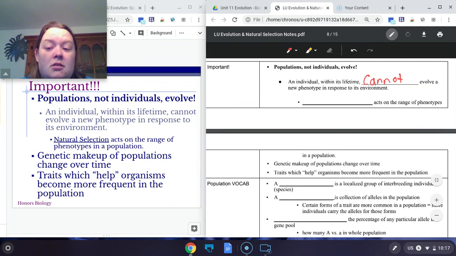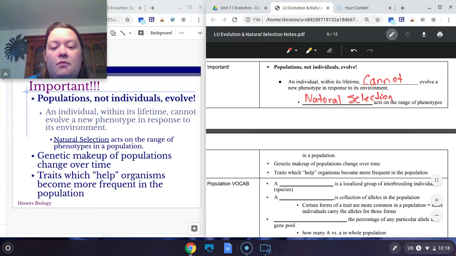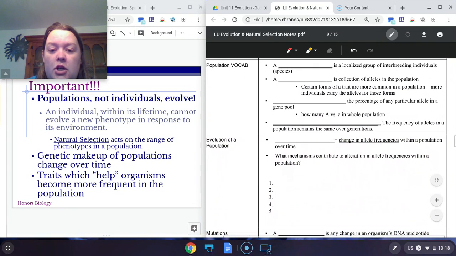That process is going to take the act of natural selection, acting on the entire population over a long period of time. One individual does not evolve, a population evolves over time. The genetic makeup in the population changes, and traits that help organisms are going to become more frequent. One organism doesn't change, the entire population will change over time based on traits being beneficial and being passed on. That will lead to change over time.